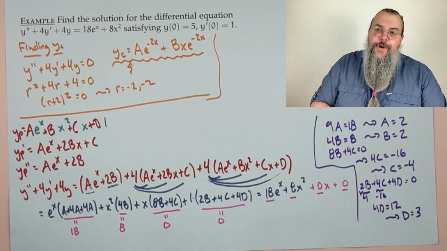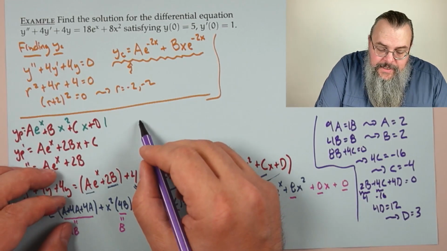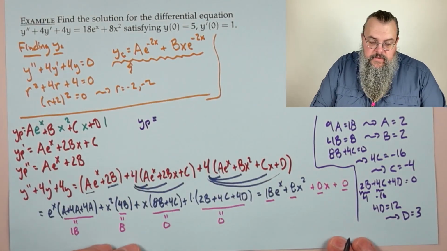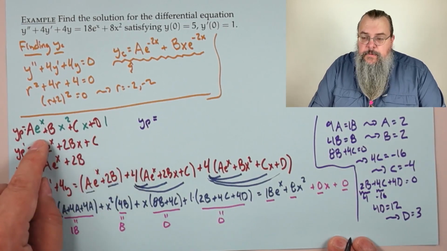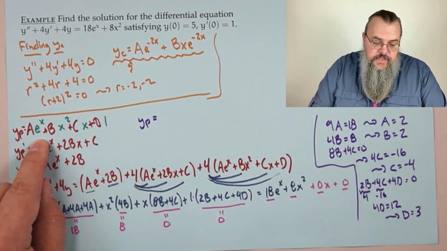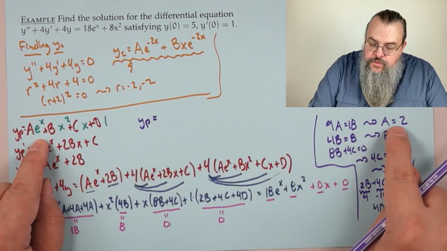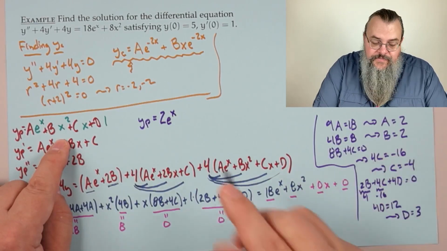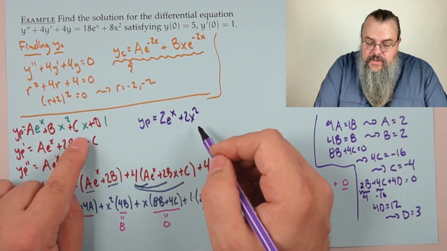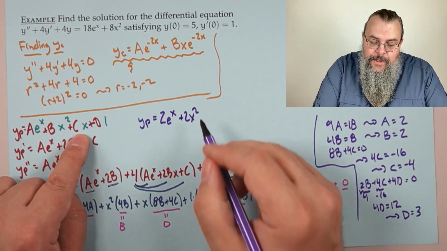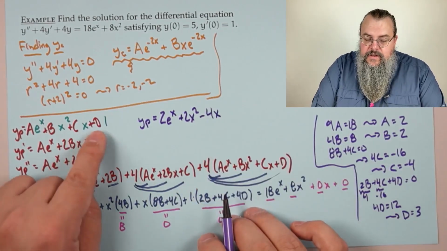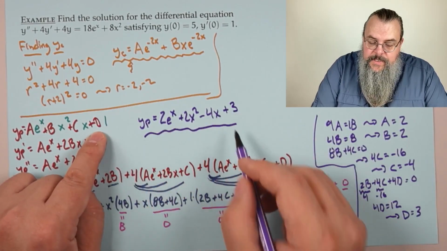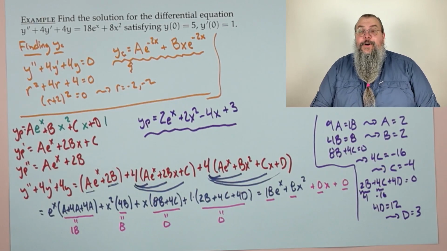So, where are we at? Well, now where we're at is we have our y sub p. So we have the form. We just need to plug in the values for these coefficients. So a is 2 e to the x. B is 2x squared. C is minus 4x. And D is 3. So there's plus 3. And there we go. Ah, great. What a good problem.